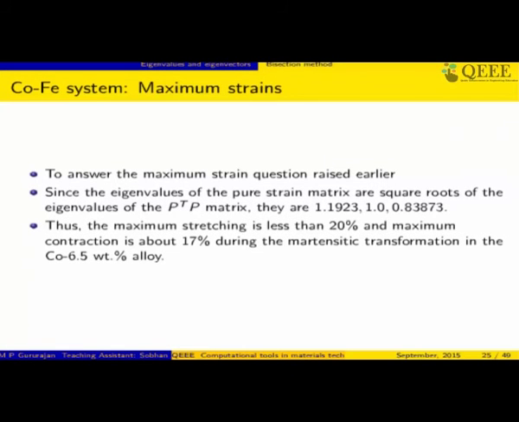So, let's go back to the question with which we started. We wanted to answer: what is the maximum strain? The eigenvalues of the P matrix are the square roots of the eigenvalues of the P transpose P matrix. So you can take the eigenvalues and take the square root. You get the values 1.19, 1 and 0.8, which means the maximum stretching is about 20%. Maximum contraction is about 17% during the martensitic transformation.